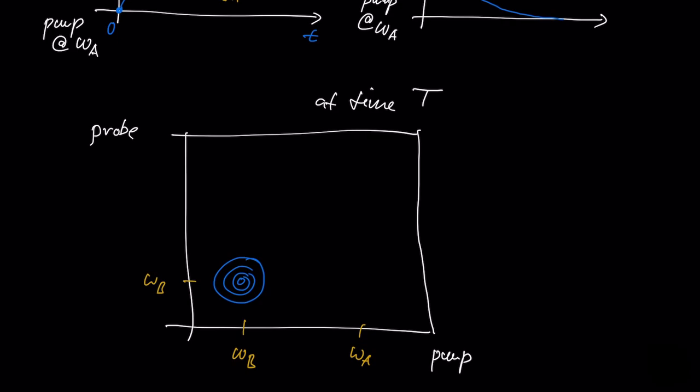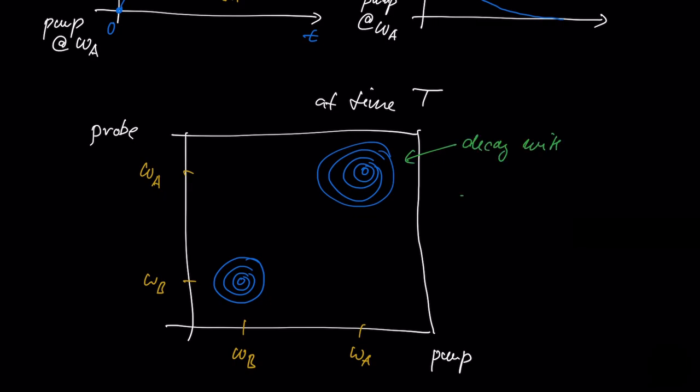So if I take the pump and probe frequency of omega a, I am also going to get a signal at omega a, although this signal will decay with factor e to the power of minus k_BA capital T. So that's the same capital T as here. This is the time at which I'm basically making this plot, or a delay at which I'm making this plot.